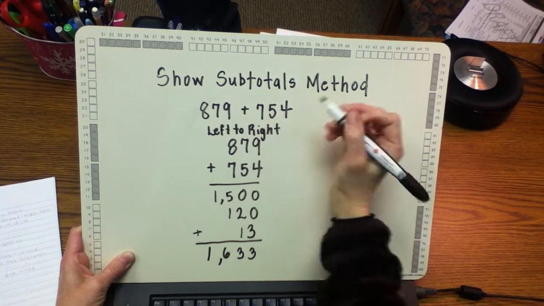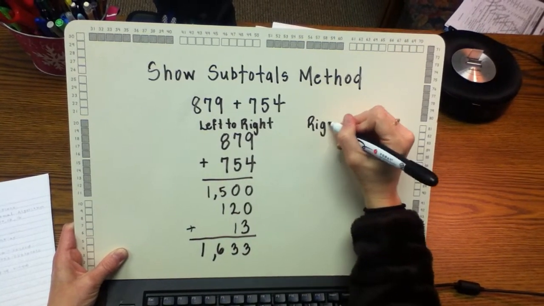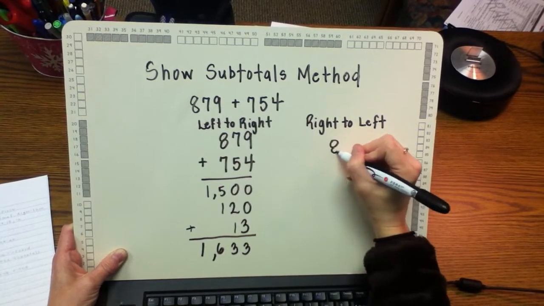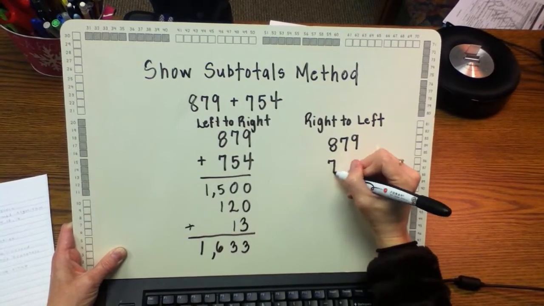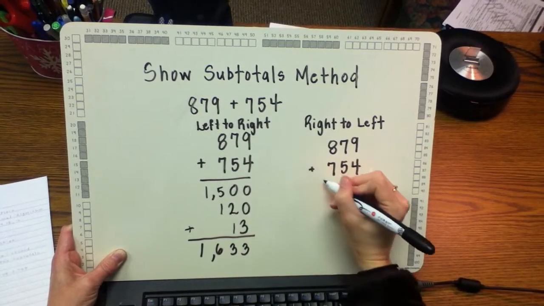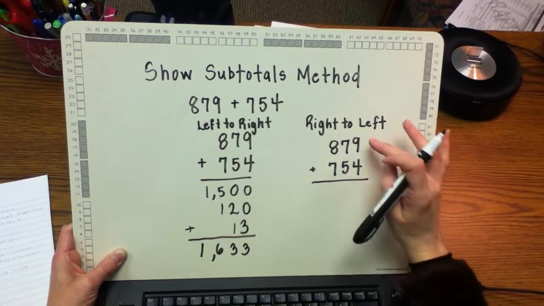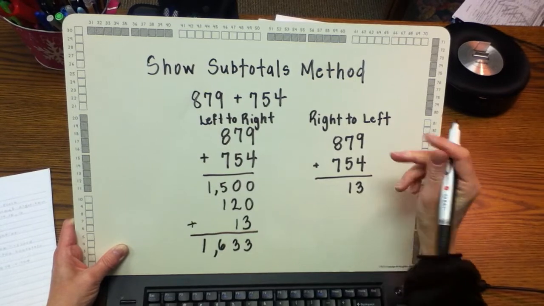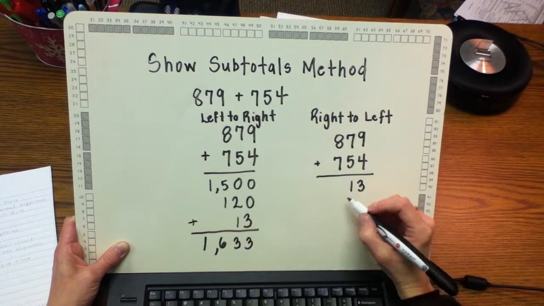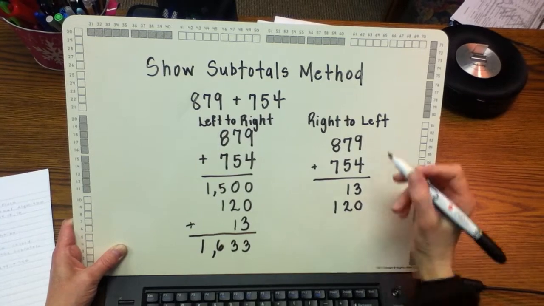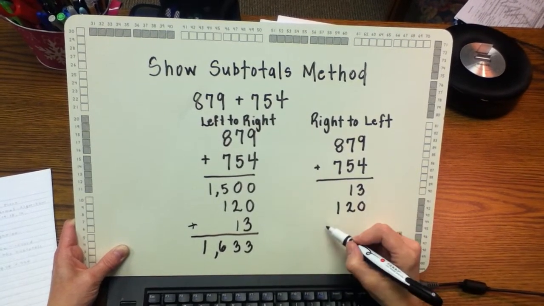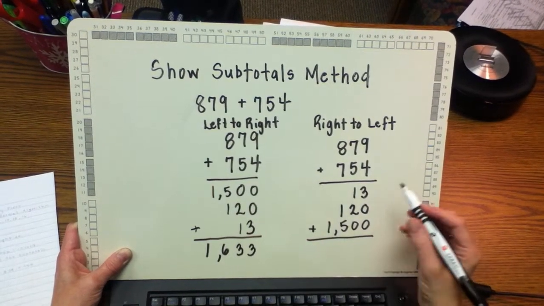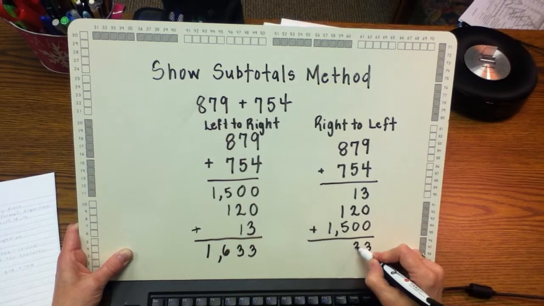And then they can also work right to left. So showing the same way, I would still write my problem vertically. But this time I would add starting from the right. So I'd do my ones first. 9 and 4 is 13. And then my 10s, 70 plus 50 is 120. And then 800 plus 700 is 1,500. And then I would add the subtotals here.